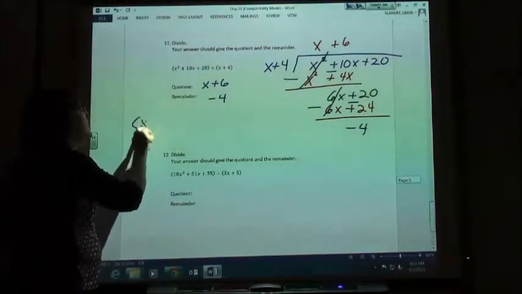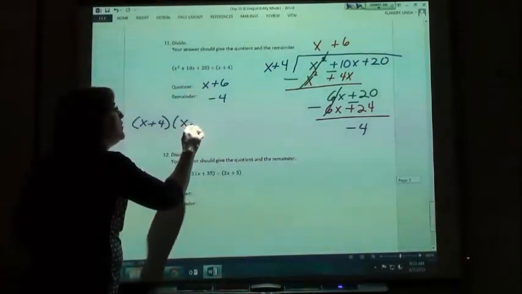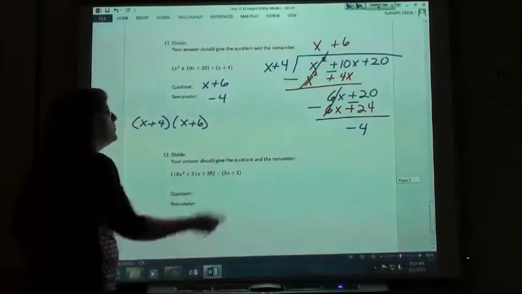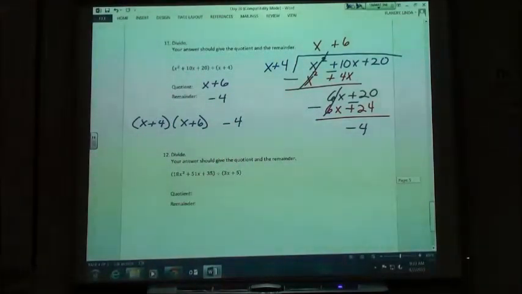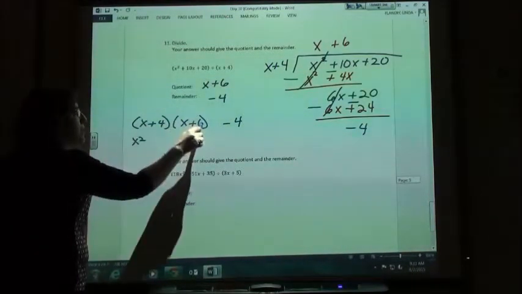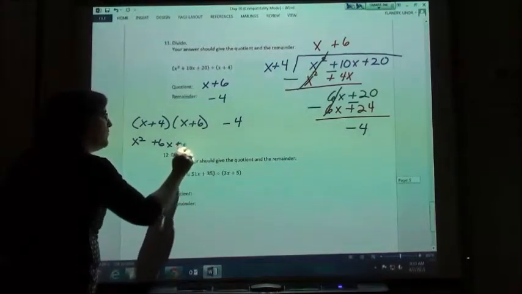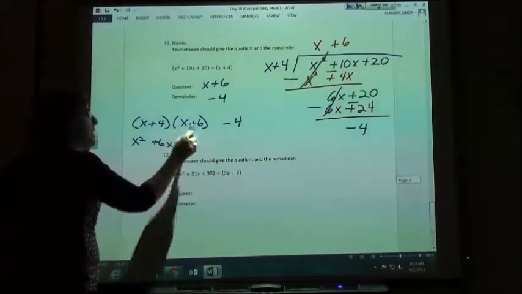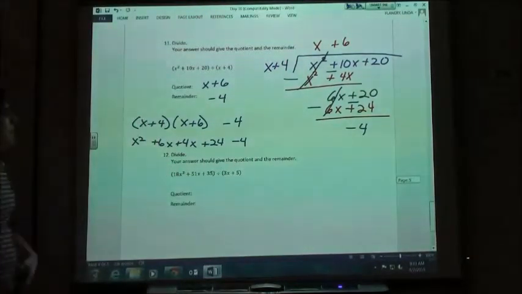And again, just for fun, if we wanted to check that one, we would take the x plus 4, which is our divisor, times our x plus 6, and then minus the 4, since our remainder was negative 4. So x times x is x squared. My outside is 6x. My inside is 4x. 4 times 6 is positive 24. And then that minus 4 was my remainder.